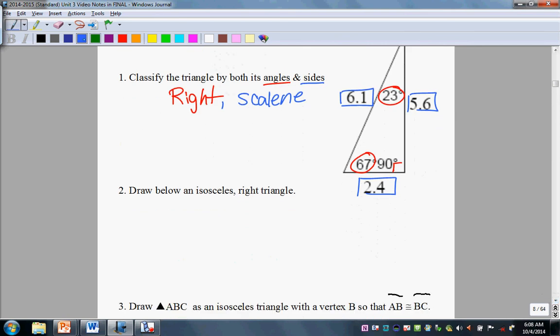Here below, I'm going to draw an isosceles right triangle. So I want a triangle with a right angle with two sides equal. I'm going to start with the right angle. And then I want two equal sides. They must go around the right angle. And I'm going to close this up this way. And that is an isosceles right triangle.